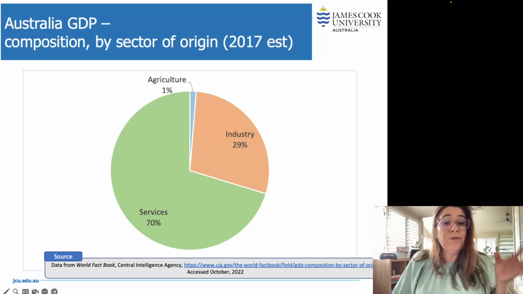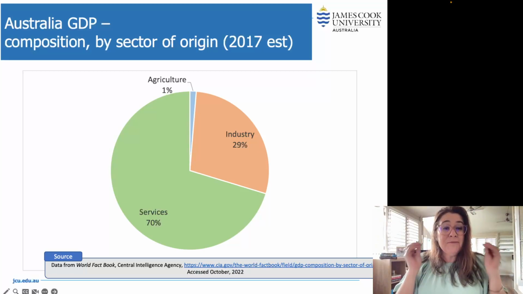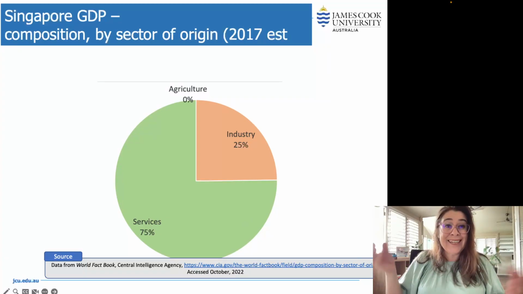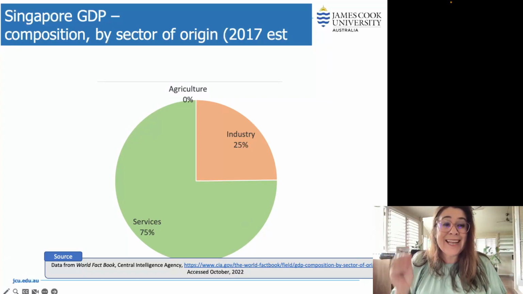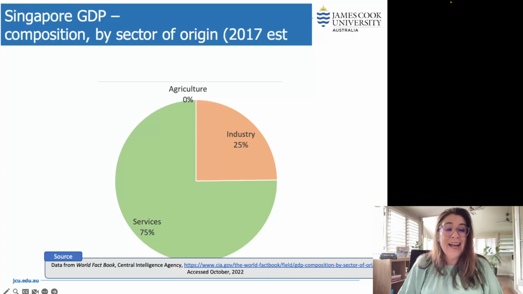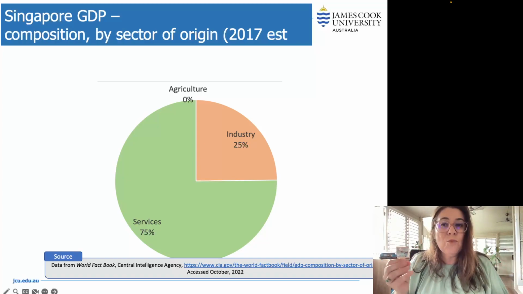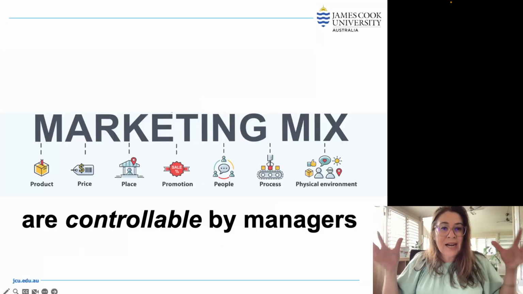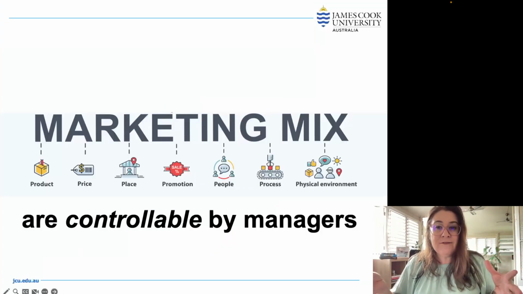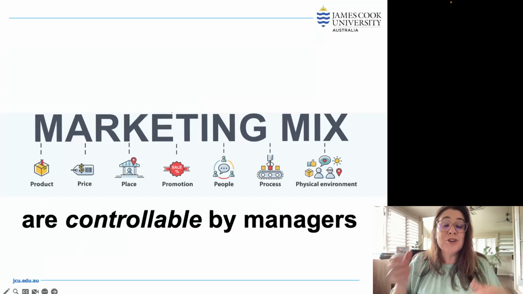If we break that down and have a look at us here in Australia, we can see that the services industry makes up 70% of our gross domestic product. And when we look at our friends studying at JCU in Singapore, we can see that 3/4 of all GDP for Singapore comes from activities that are involved in the services sector. So hence, when we look at what's happening in our global economy, we can see why we've had to extend that marketing mix to encompass the services elements, because it's making up so much of our global economy.